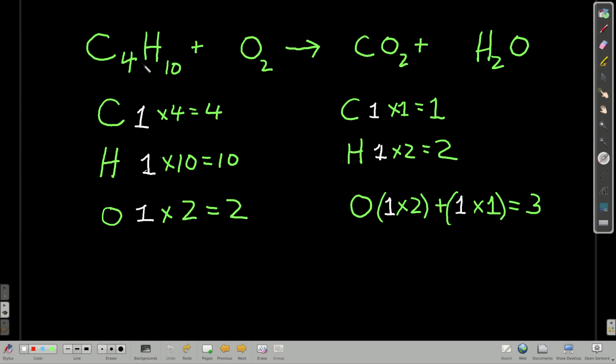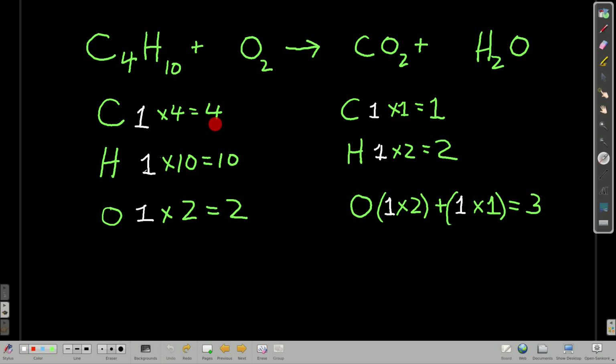So this equation right here, butane, C4H10 plus oxygen. First of all, this is not a balanced equation as written because there are 1 times 4 is 4 carbons here. There's 1 times 1 is 1 carbon over here. There are 10 hydrogens over here, 1 times 10. On the right, there are 1 times 2, or 2 hydrogens. And oxygens, there's 1 times 2 is 2. And over here, there are 1 times 2 here, plus 1 times 1 is 3.